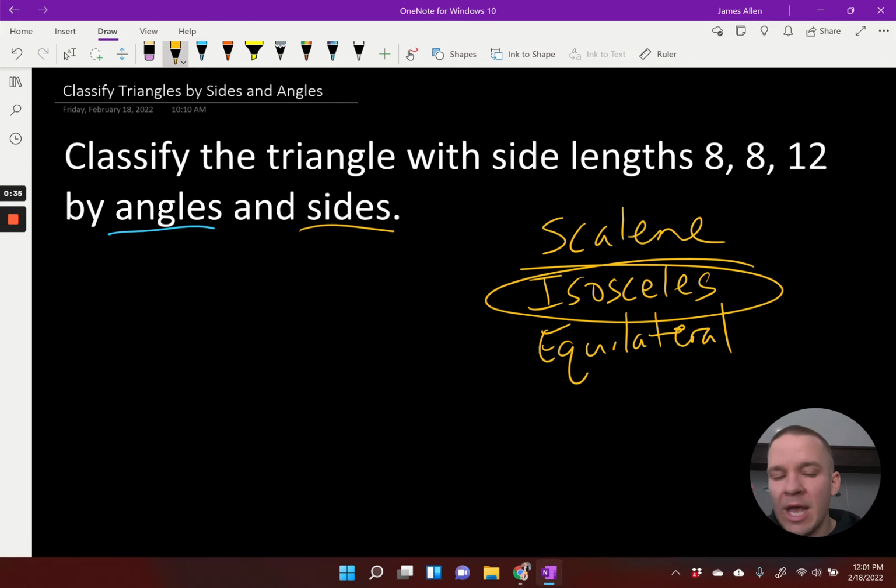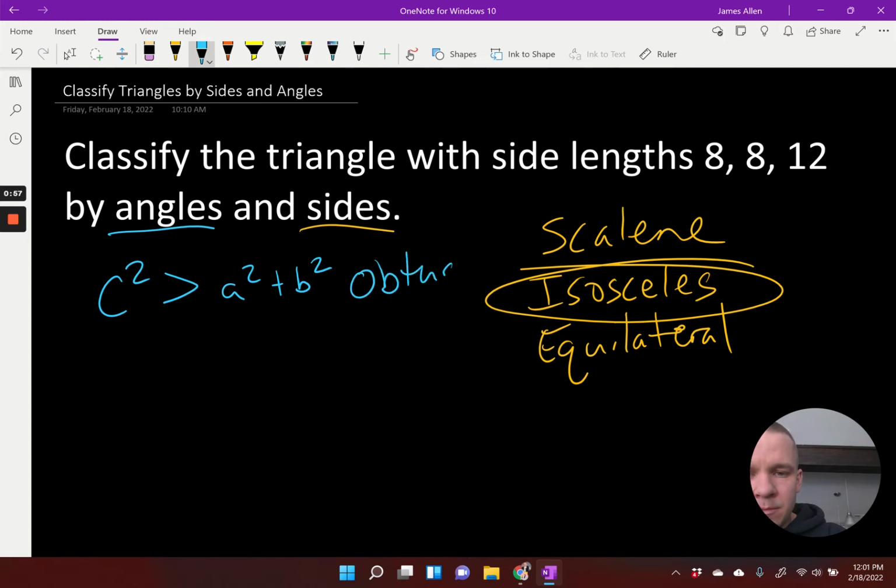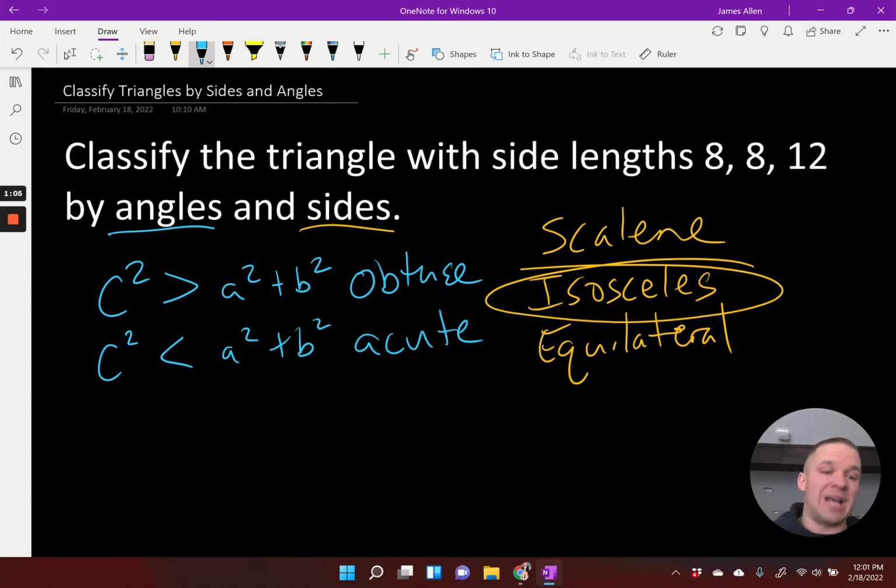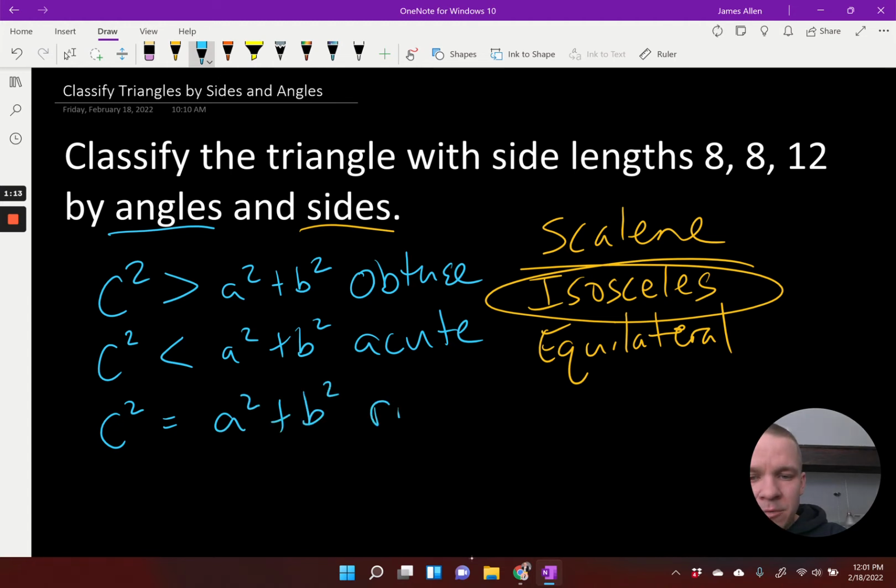Now the next one, angles. So angles, we can actually use our Pythagorean theorem, but in a different form where we figure out if they are equal, if the two sides are greater than, or if they're less than. So I'd like to go c squared is greater than a squared plus b squared. That's obtuse. If c squared is less than a squared plus b squared, then we have an acute triangle. So all the angles are less than 90. In the obtuse, one of them is bigger than 90. And if they are equal, then we know it's a right triangle.